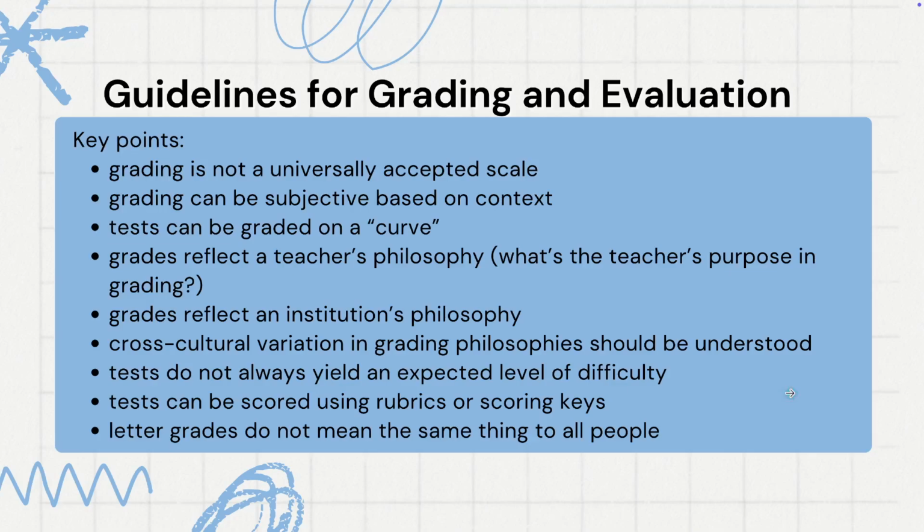Okay, and last page, this is our guidelines for grading and evaluation. So some key points that you should keep in mind. Grading is not a universally accepted scale. Grading can be subjective based on context. Tests can be graded on a curve. If you're not sure what that means, it's when you get the scores back from your students and they're lower or higher than you want them to be. And so you may change everyone's scores up or down in order to reach an average that you deem or the school deems acceptable. Grades reflect an institution's philosophy. Cross-cultural variation in grading philosophy should be understood. Tests do not always yield an expected level of difficulty. As I mentioned, tests can be scored using rubrics or scoring keys, and letter grades do not mean the same thing to all people.